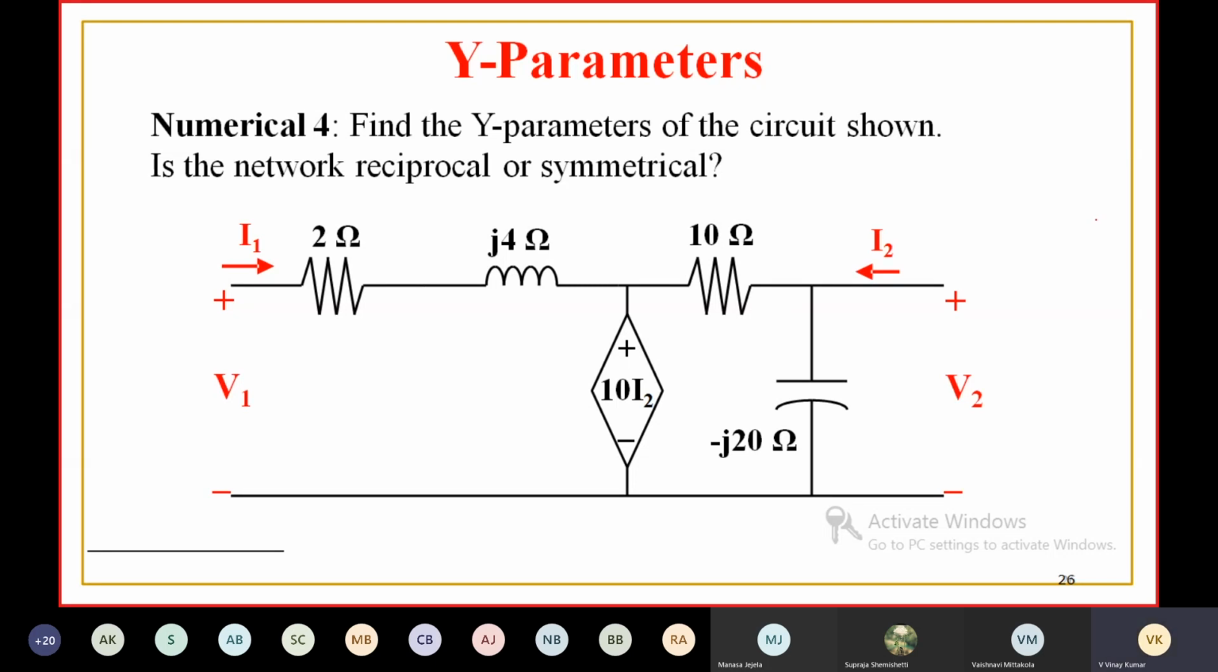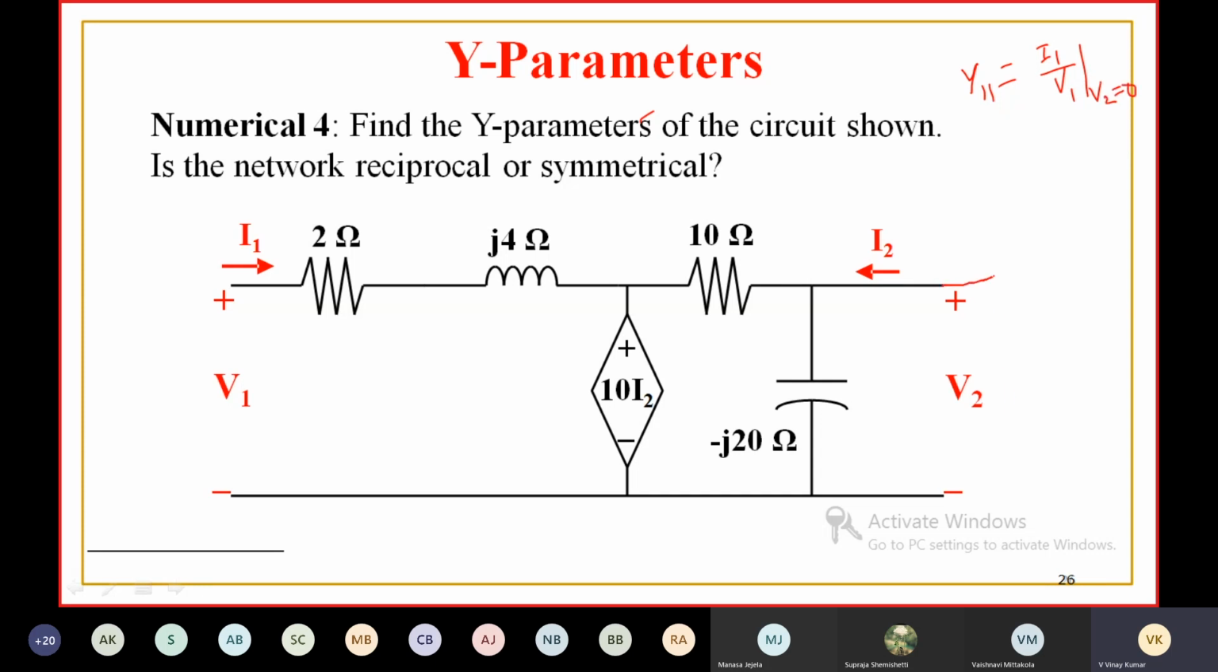Okay, finding Y parameters for this circuit. Is the network reciprocal or symmetrical? Here, finding Y11: Y11 is equal to what? I1 by V1, when V2 is equal to 0.